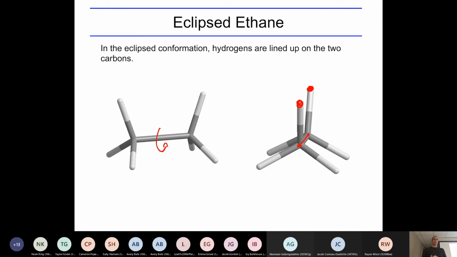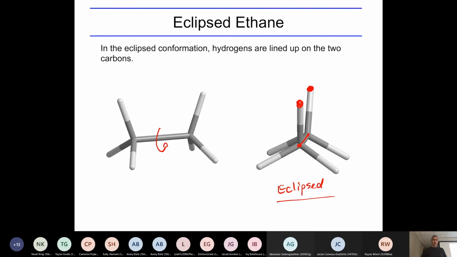So just like when you see an eclipse of the sun, the moon is in front of the sun, so you can't see the sun. Well, you can see a little bit, but the sun is blocked by the moon in front. Same thing, the back atoms are blocked by the atom that's in the front, and so you can't see them directly. So we call this one eclipsed.